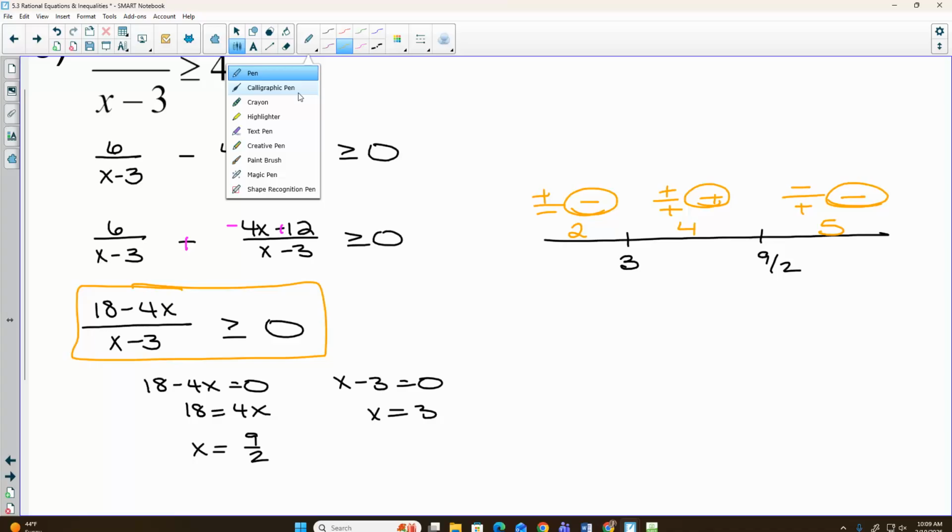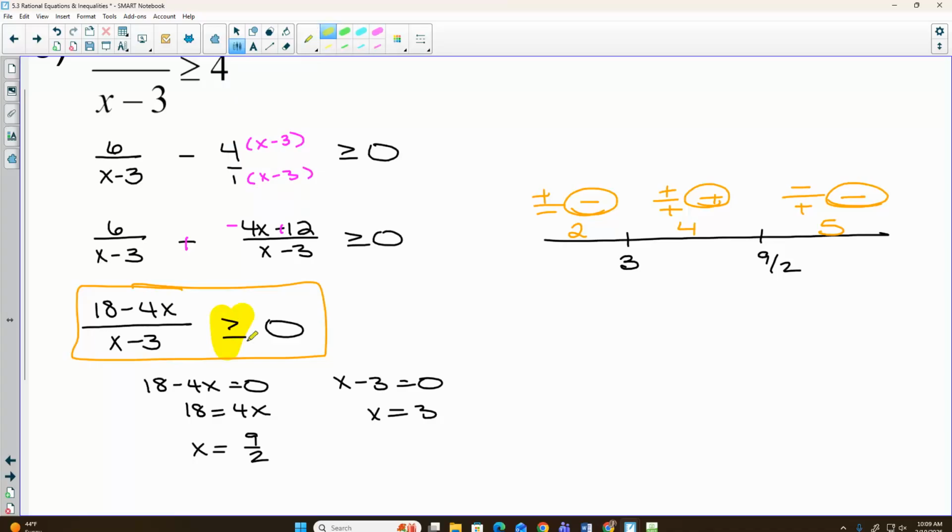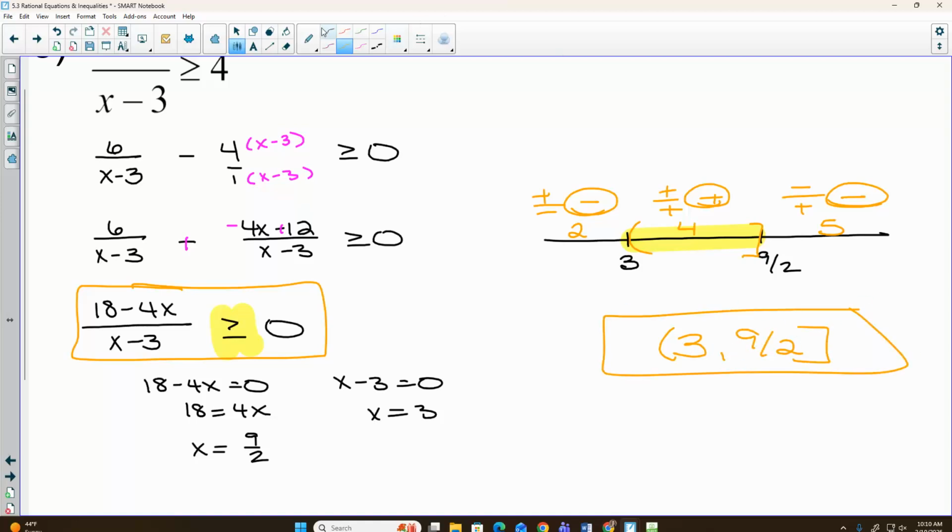Okay, now we have to decide which answer do we want. It said greater than 0, so greater than is positive. Equal to means bracket, but the denominator has to have a parenthesis because the bottom can't be 0. So the 3 has to have a parenthesis, the 9 halves could get a bracket. So it's 3 comma 9 halves, bracket on the 9 halves.